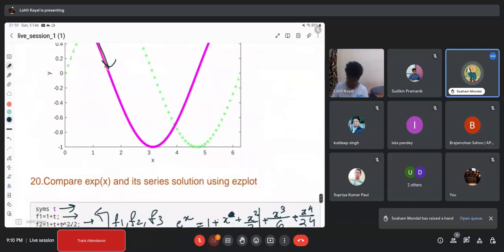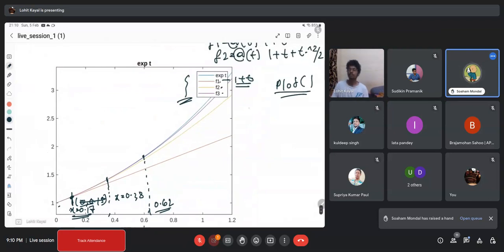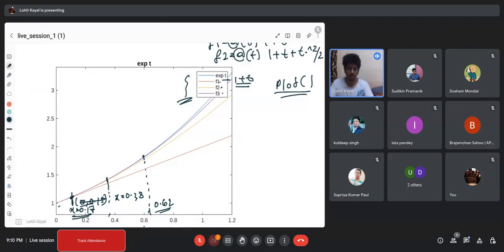Sir, how can we write something like 8 factorial in MATLAB? Okay, let me just Google it. I also forgot, and I will tell you. Most probably the name is factorial.